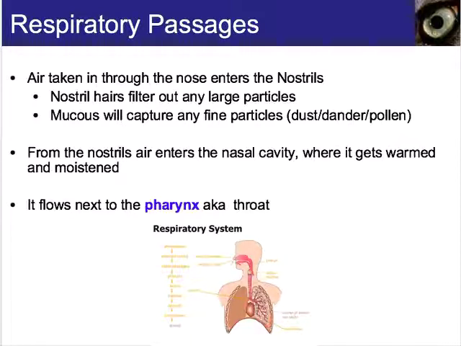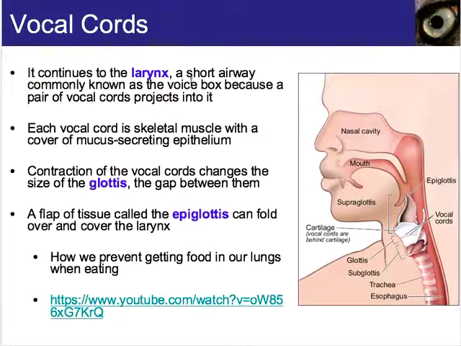From the nostrils, the air will enter the nasal cavity where it'll get warmed, and the next stop is the pharynx, also known as the throat. So you're going to breathe in air through your nostrils, and then it'll get filtered and warmed, and then it'll reach your pharynx, also known as your throat. So here we go. You enter into the nasal cavity or the mouth. It's going to enter the pharynx.